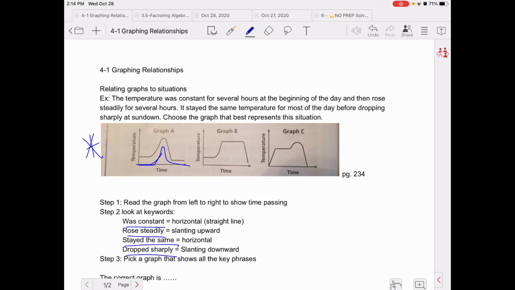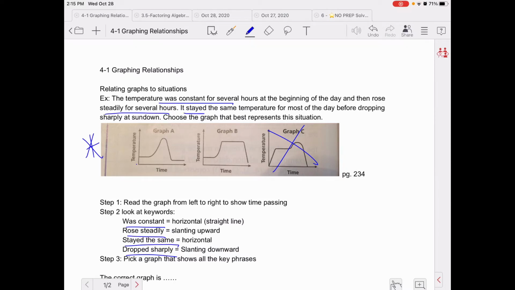So it says the temperature was constant for several hours, so I know I'm going to have a straight line. We can immediately eliminate graph C because it doesn't have a straight line at the beginning. It goes up right away. Okay? And then it says at the beginning of the day, then rose steadily for several hours. So it stayed the same and then went up. So graph A or B is still in.